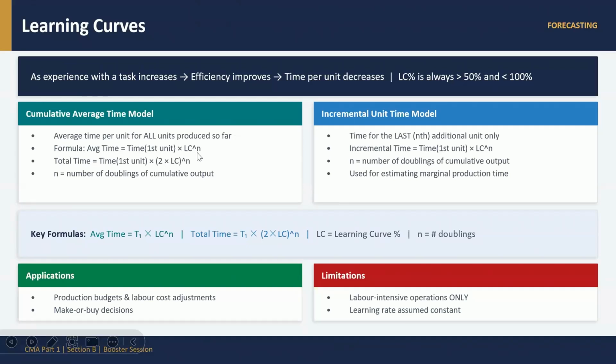So if it is from 1 unit to the next, first unit you have produced and the next doubling will be 2 units. That will be 1 doubling. And then when you move from 2 units to 4 units, that becomes 2 doublings. Again, when you move to 8 units, that becomes the 3rd doubling. So like this, you need to calculate the doublings. And then the mostly tested question will be, they will ask you what is the time that you have consumed in total for producing 8 units?